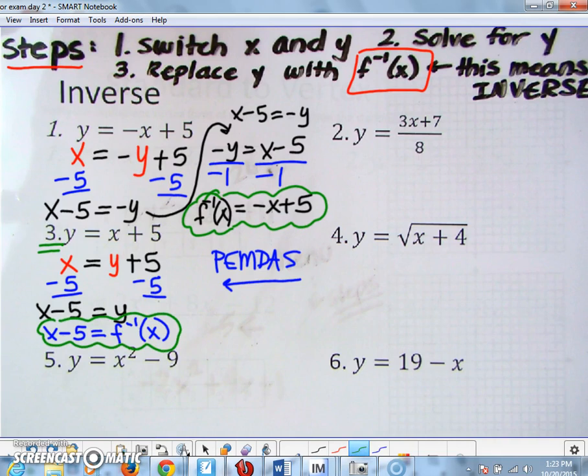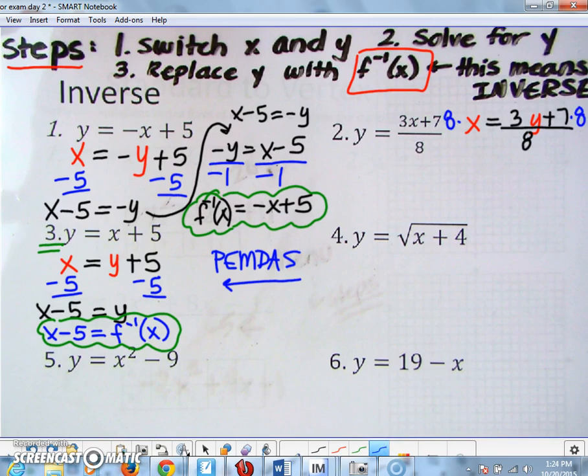Okay, let's try number 2. Number 2 says y equals 3x plus 7 divided by 8. First step is to switch the x and the y. Everything else stays the same. So you have x equals 3y plus 7 divided by 8. Okay, in order to get rid of a divided by 8, I have to do the opposite, which is to multiply both sides times 8.